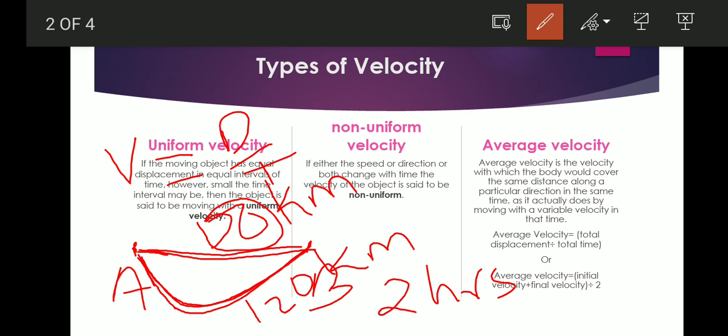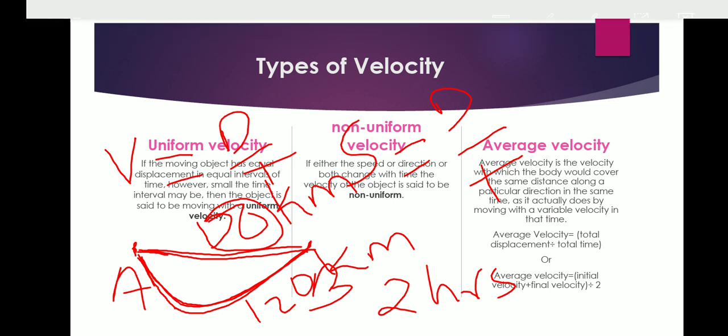But in this case speed is what? Speed is distance by time. Actually this distance is how much? We have 120 kilometers. 120 kilometers divided by 2 is 60 kilometers per hour. Speed is 60 kilometers per hour, but your velocity will be 25 kilometers per hour.